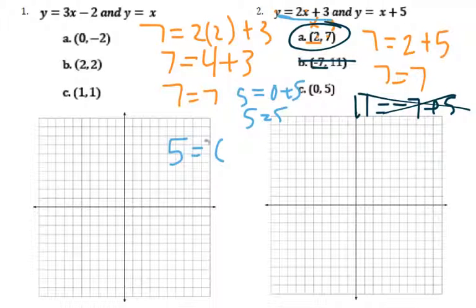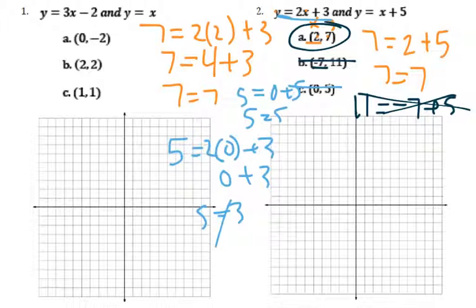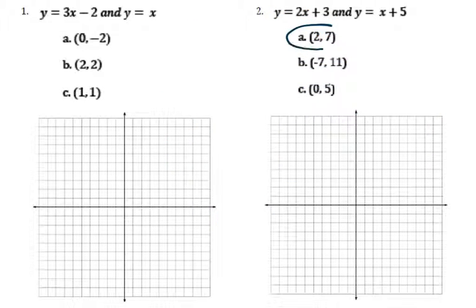5 for y. 2 times 0 for x, 2 times 0 is 0, plus 3 is 3. 3 does not equal 5, so it doesn't work. So it's pretty easy to see that here our answer was 2, 7. So where do we notice that?